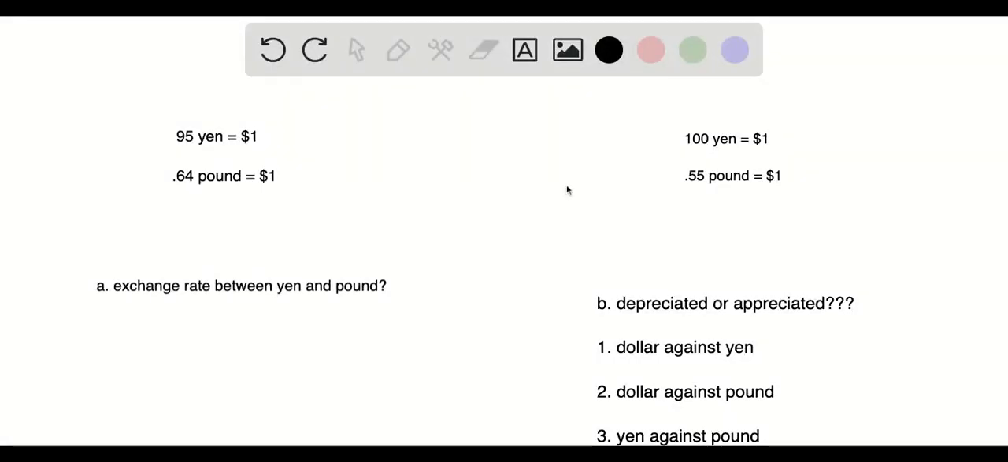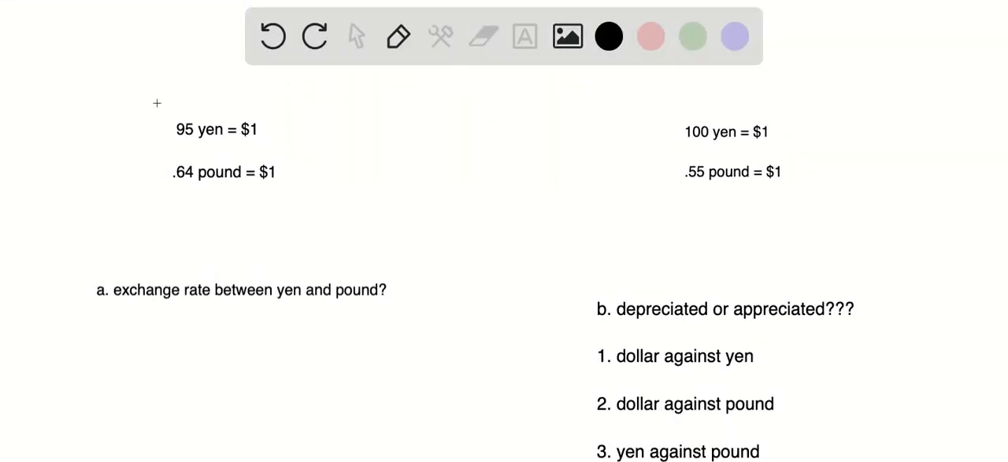Okay, so we're given the exchange rate in this first scenario. Let's call this scenario A, and this one on the right, scenario B. All right, so in the first scenario, we're given the exchange rates of 95 yen to a dollar and 0.64 pound to a dollar. And the question is asking us what's the exchange rate between yen and the pound.